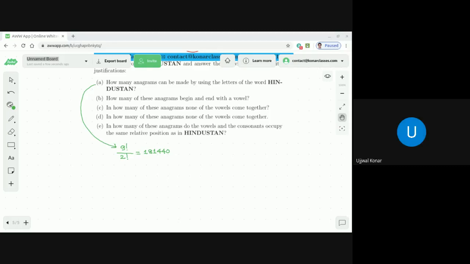Just spend a couple of minutes thinking. Total number of anagrams we got, right, is 181440. Out of these anagrams, how many begin with a vowel and end with a vowel? For that, you first need to think how many vowels are there in this word. There are 3 vowels. Now spend a couple of minutes, and after that we'll discuss the solution, correct?